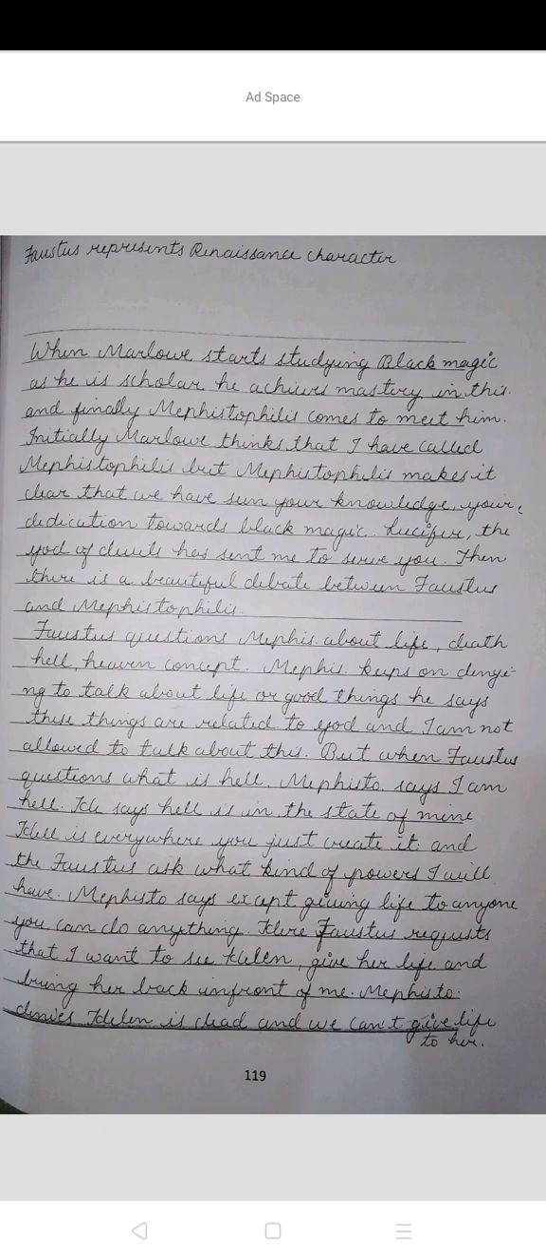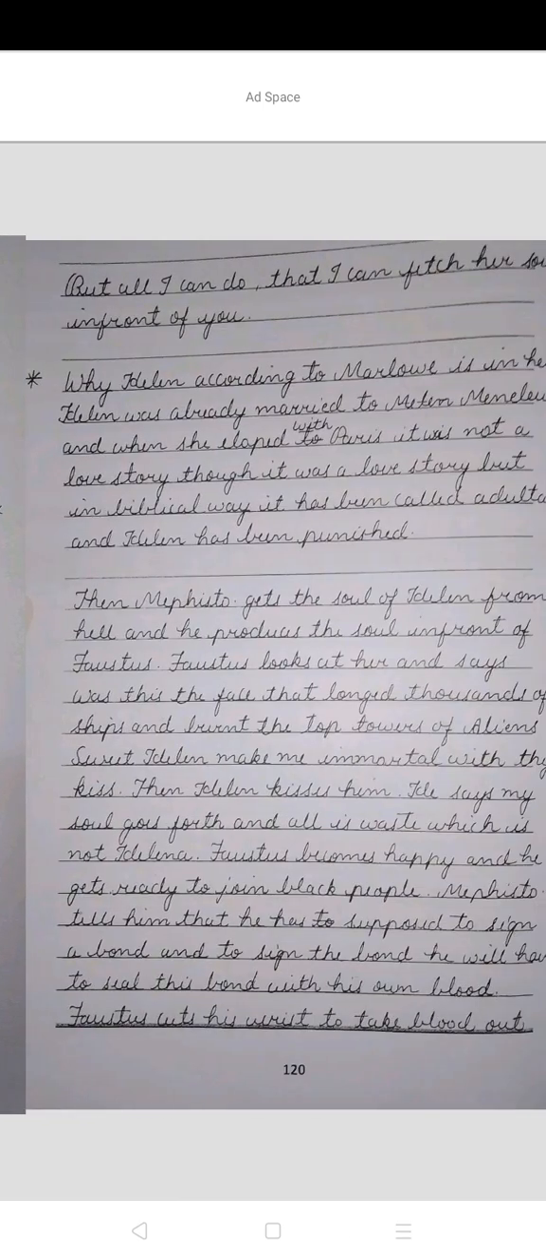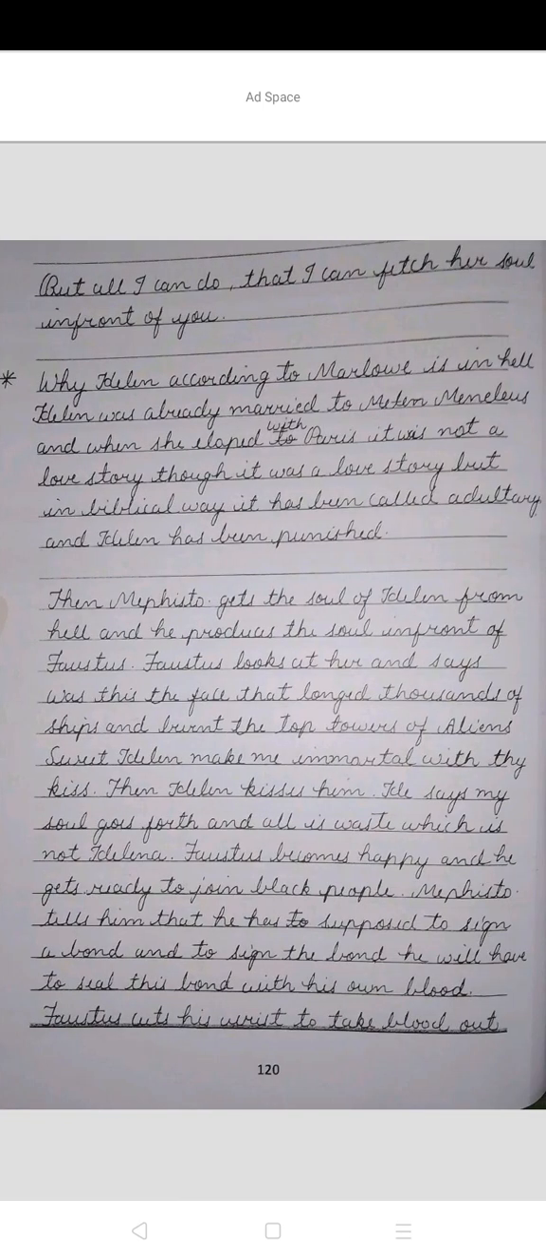And Faustus asks what kind of powers he will have. Mephistopheles says, except giving life to anyone, you can do anything. Here Faustus requests, I want to see Helen, give her life, and bring her back in front of me. Mephistopheles denies, saying Helen is dead and we can't give her life. But all he can do is fetch her soul in front of Faustus.